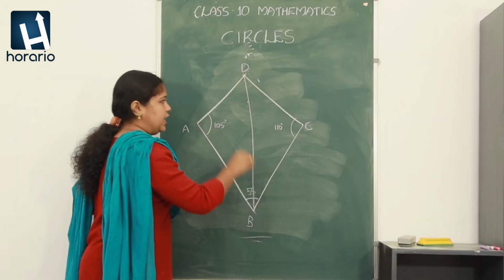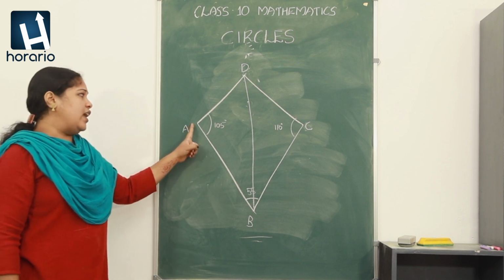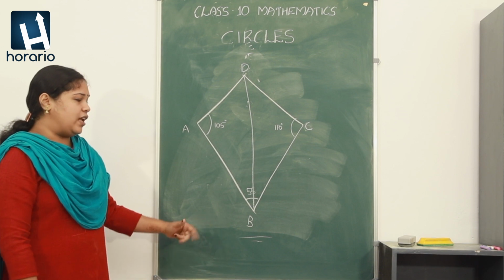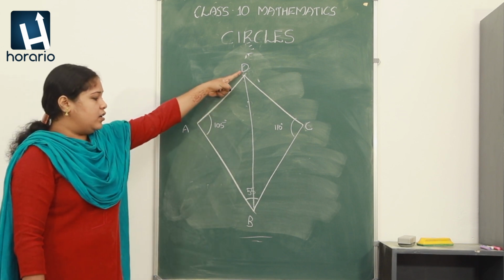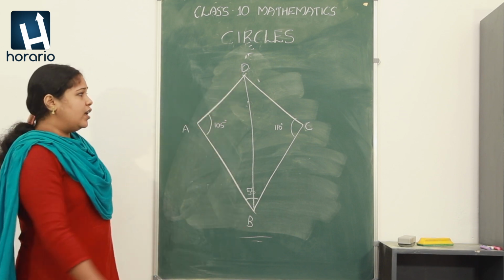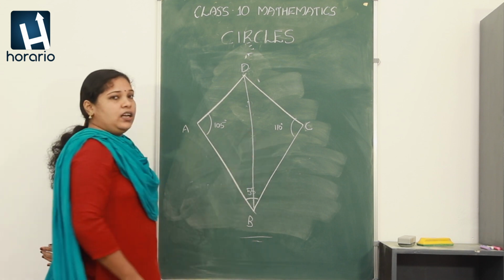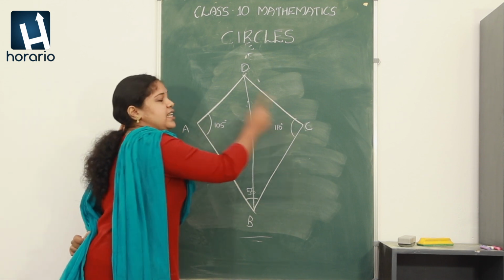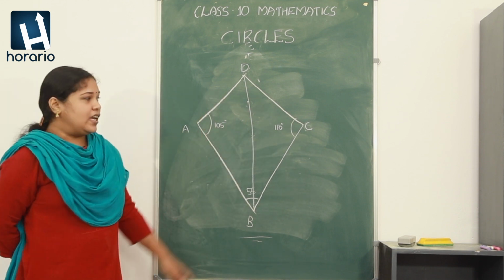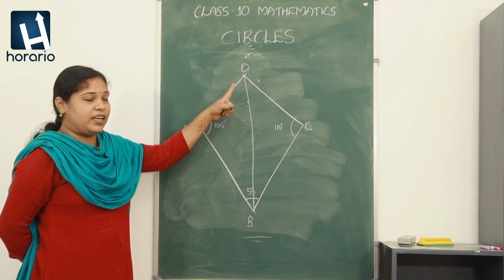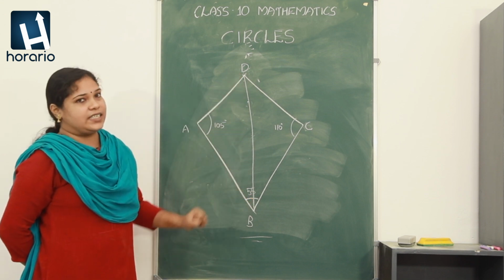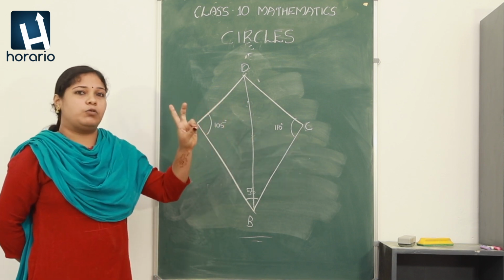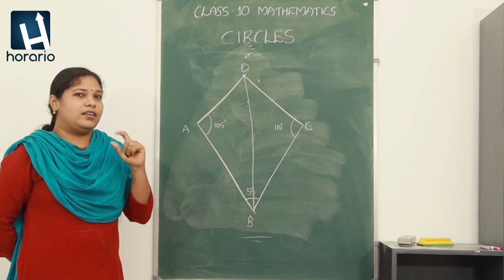So, we have one diagonal as BD. We will have one more diagonal, that is AC. Now, tell me, if you join BD, and if we draw a circle with BD as diameter, where will this A and C lie? That is the question. What will be the position of A and C? Inside, outside, or on the circle? Now you guess.